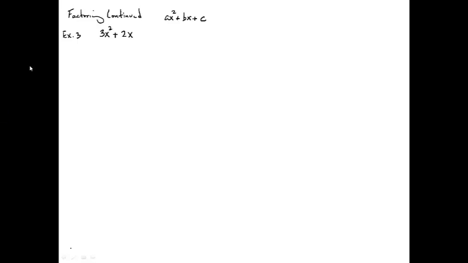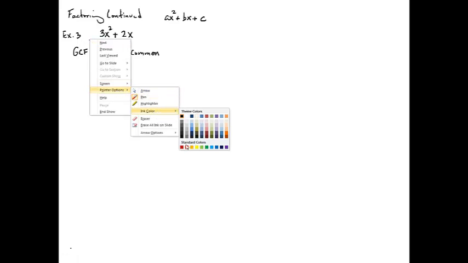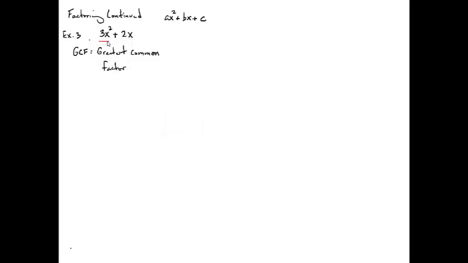How about we focus on GCF? GCF stands for the greatest common factor. Basically, I have two terms here. I have 3x squared and I have 2x. What do these terms have in common? They have an x in common. Therefore, my GCF is equal to x.